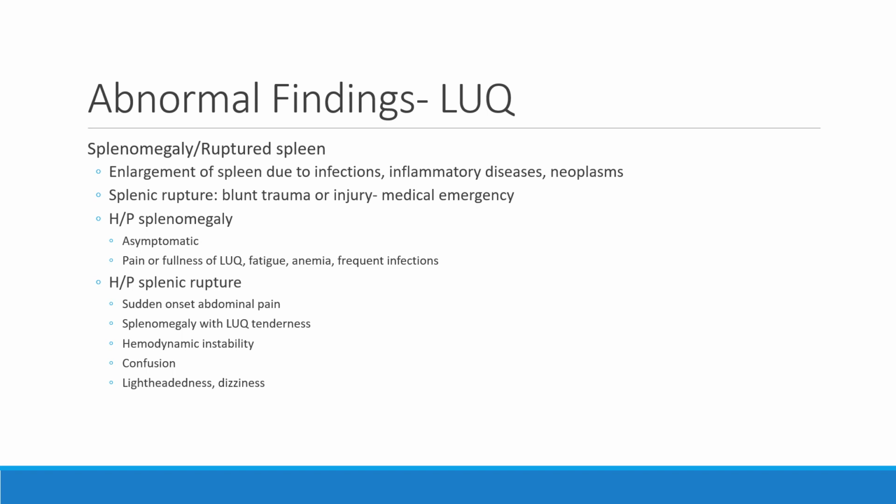Key findings of history and physical with splenic rupture are sudden onset of abdominal pain, splenomegaly with left upper quadrant tenderness, hemodynamic instability, confusion, lightheadedness, and dizziness.